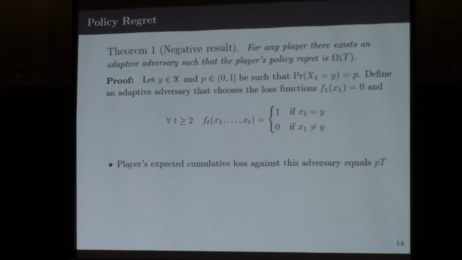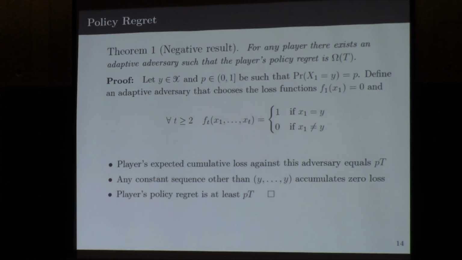And clearly, this happens with probability p. So the player's expected cumulative loss against this adversary is pT, whereas any constant sequence other than y gives a zero loss. So the player's policy regret is at least pT. So there exists an adversary such that learning is not possible with respect to this new measure of policy regret.